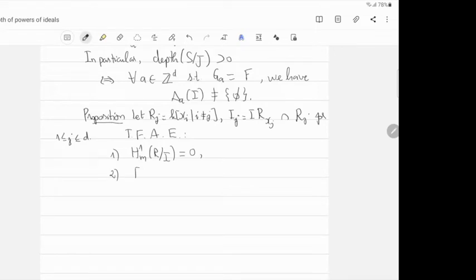Then this is equivalent to the following. The first local cohomology is zero if and only if for every j from one to d, the Ij has positive depth. And for every vector with non-negative components, the degree complex is connected.